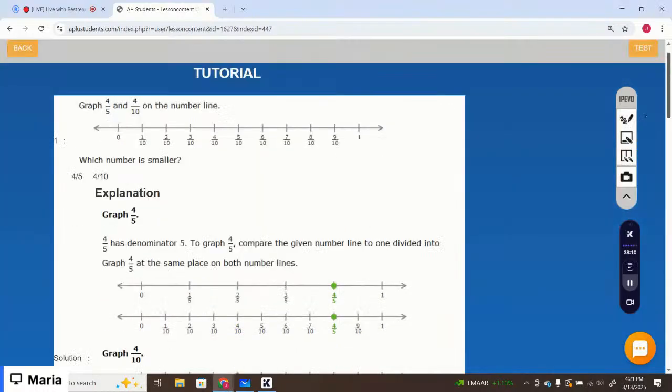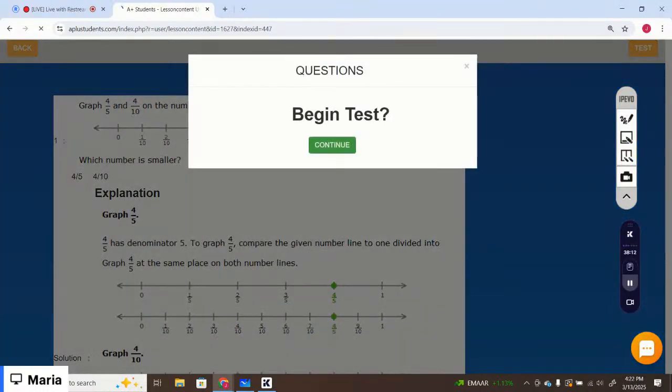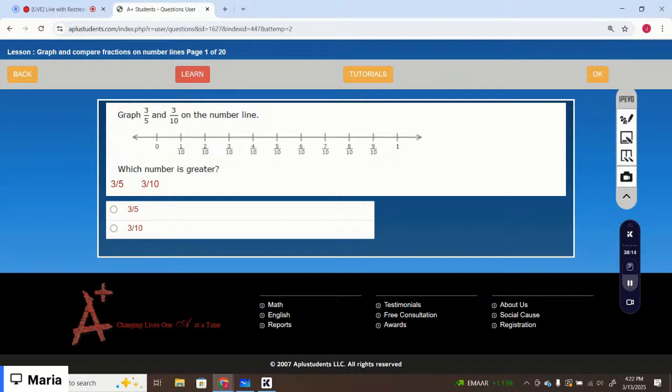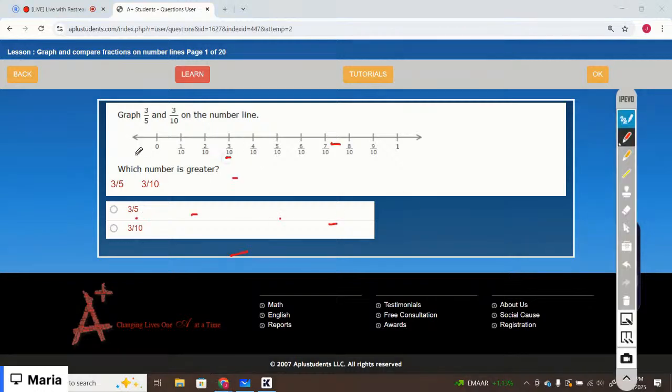Let's start with the test questions. Graph 3/5 and 3/10 on the number line. So here is 3/10 on the number line, right? Now let's make a number line for 3/5. Here is 3/10. I'm going to make another line, right?